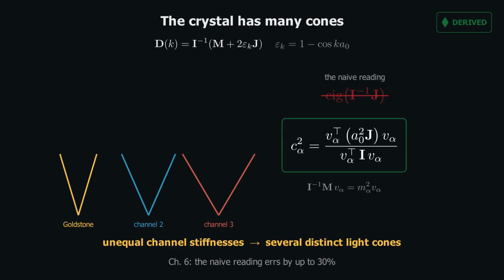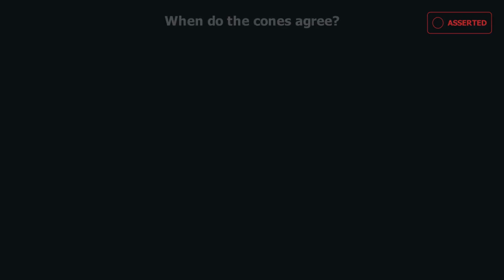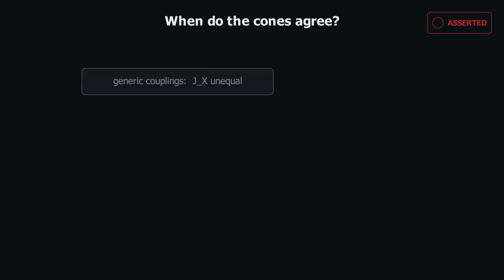The naive eigenvalue reading is not merely inelegant, it is wrong by as much as 30%, which forces an uncomfortable question. Our universe appears to have exactly one light cone. Photons, matter waves, everything share one speed to spectacular precision. When does the substrate give that?